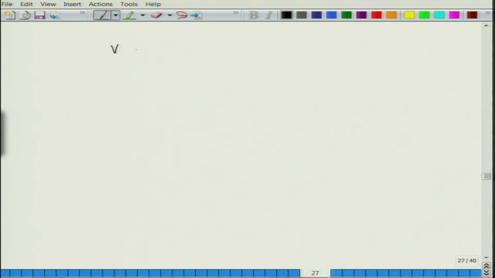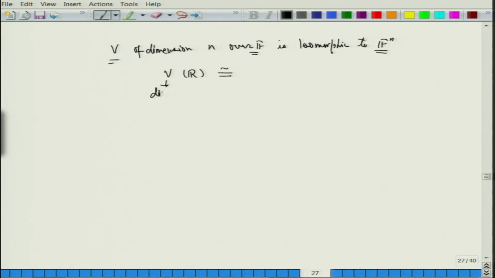Alright, so in the previous lecture what we saw was that every vector space V of dimension n over F is isomorphic to F^n. For example, what we are trying to say here is that if I have a vector space V over R and its dimension is n, then it looks like R^n itself.